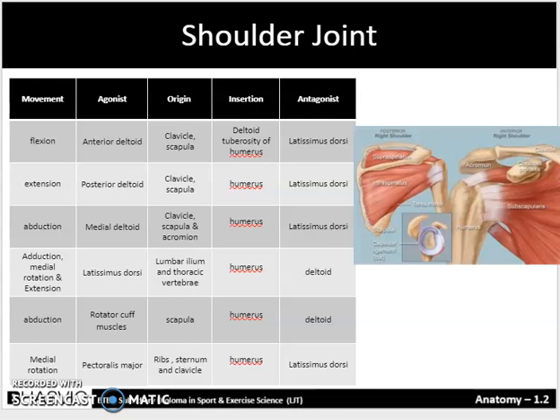The shoulder joint also allows abduction. The shoulder joint also allows adduction, medial rotation, and extension. This all happens with the agonist of the latissimus dorsi, and the origin is the lumbar ilium and thoracic vertebrae. The insertion is yet still at the humerus, and the antagonist is the deltoid.